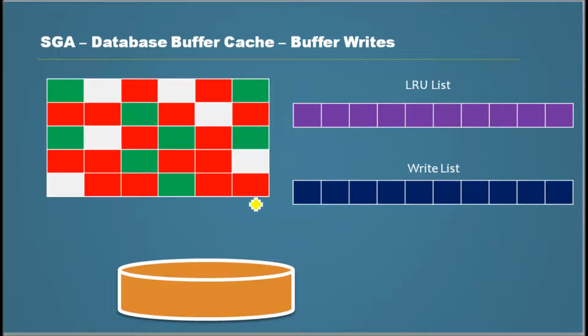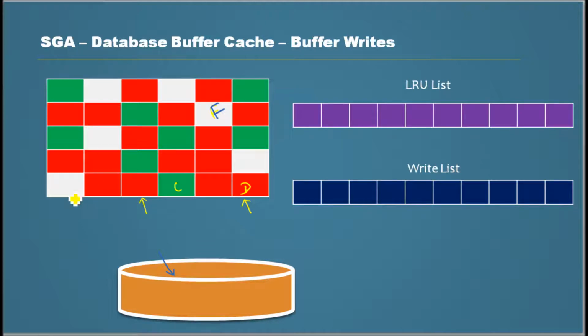So we see that data gets modified here at the database buffer cache. We see dirty buffers here, and we see clean buffers and free buffers. So when does data from here get written to the data files? That event happens on the following occasions.